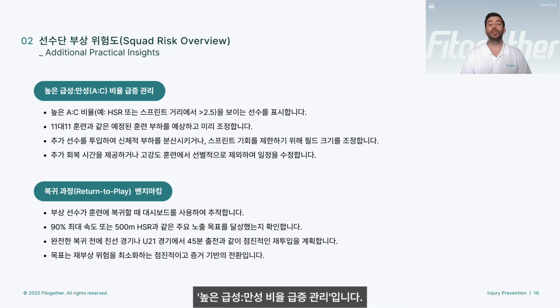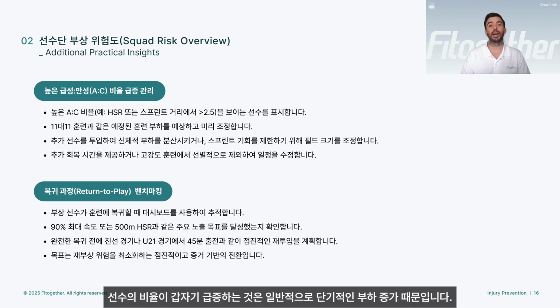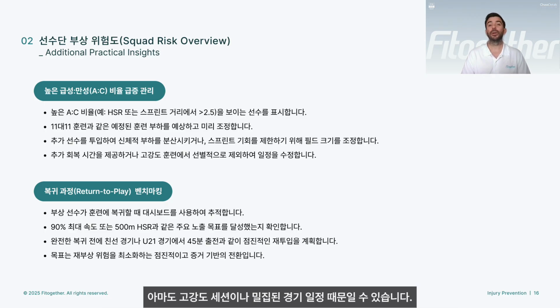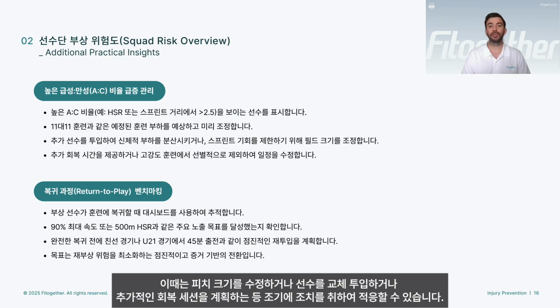Managing high acute to chronic ratio spikes. When a player's ratio suddenly jumps, that's usually due to a short-term increase in load, maybe a heavy session or congested fixture schedule. You can adapt early by modifying pitch size, rotating players, or planning an extra recovery block.